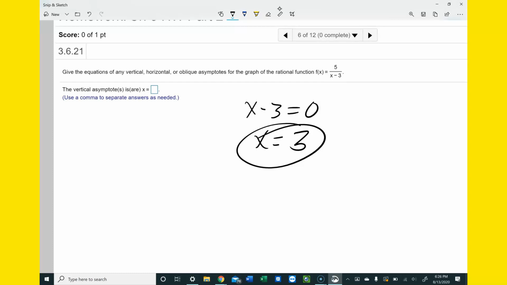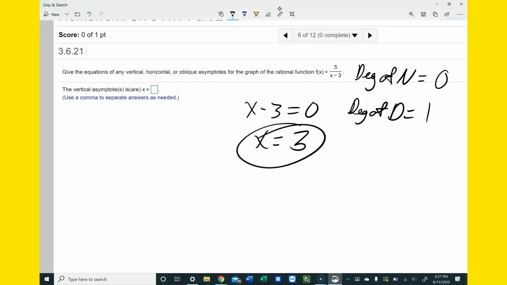All right, now we just need to compare the degrees to determine if we have a horizontal or oblique asymptote. The degree of the numerator here, since it's just a 5, that's like a 5x to the 0, so the degree of the numerator is 0. The degree of the denominator is x to the first, so the degree of the denominator is 1. So the degree of the denominator is bigger.